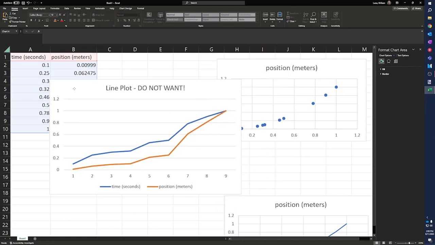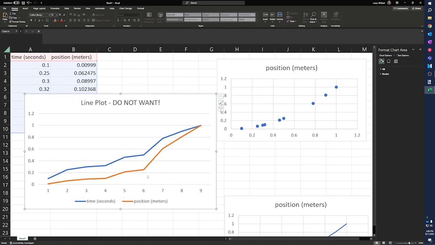So when we ask for a graph of position versus time, we are not talking about a graph of position and a graph of time. We're talking about a graph that has position on the vertical axis, time on the horizontal axis.